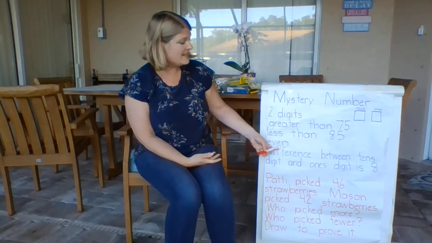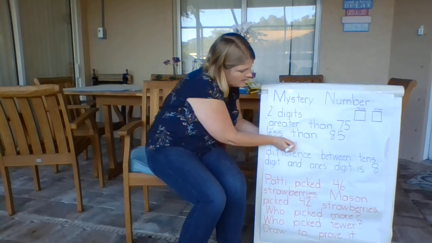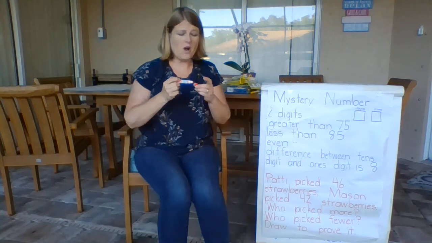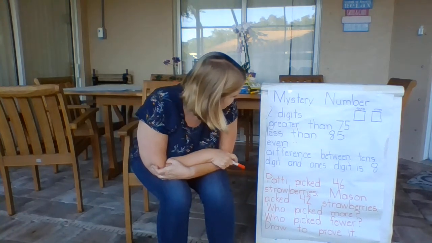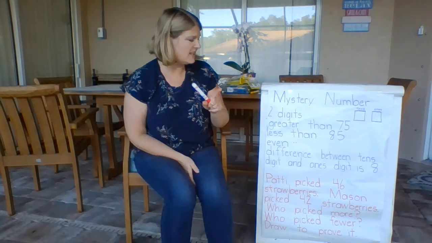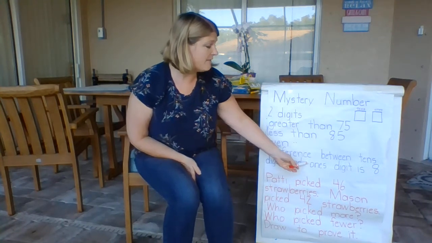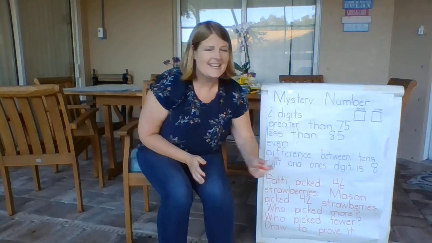Okay, it is an even number today, which means there's no oddball out. There's a partner. Even number. So this one might get a little tricky today. Let's see if you can get it. The difference between tens digit and ones digit is 8.